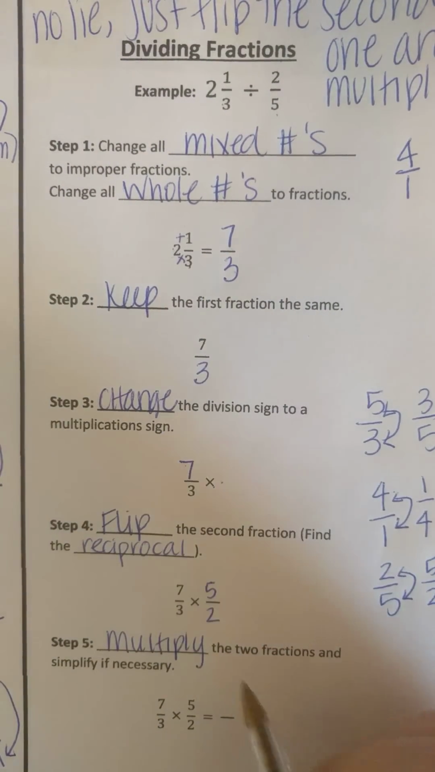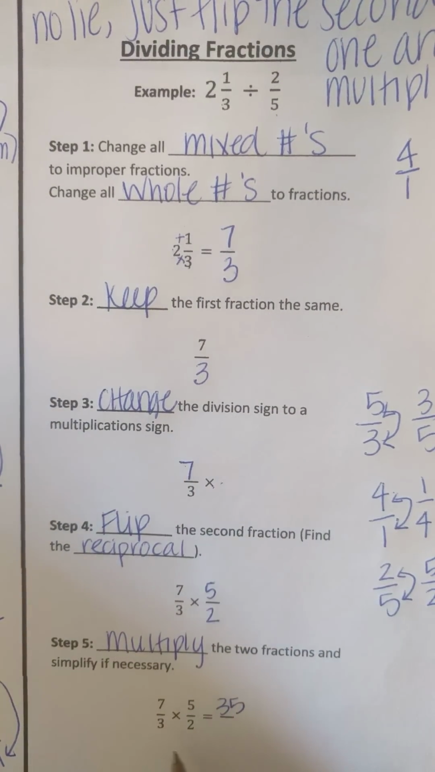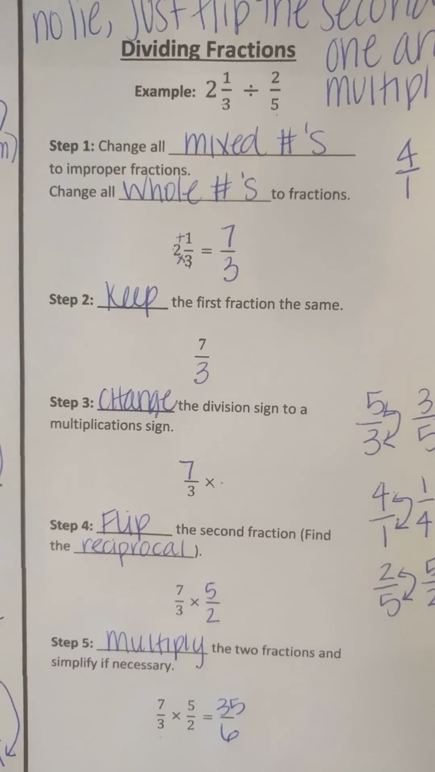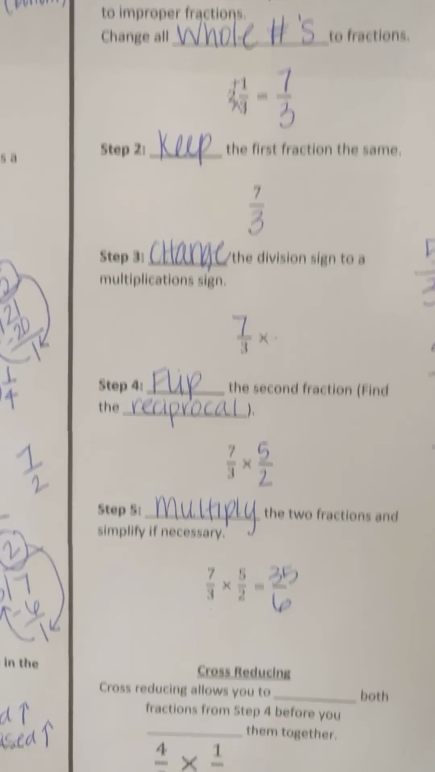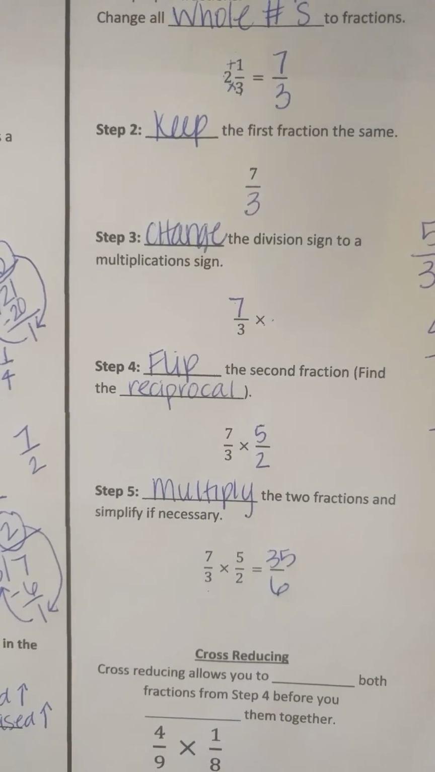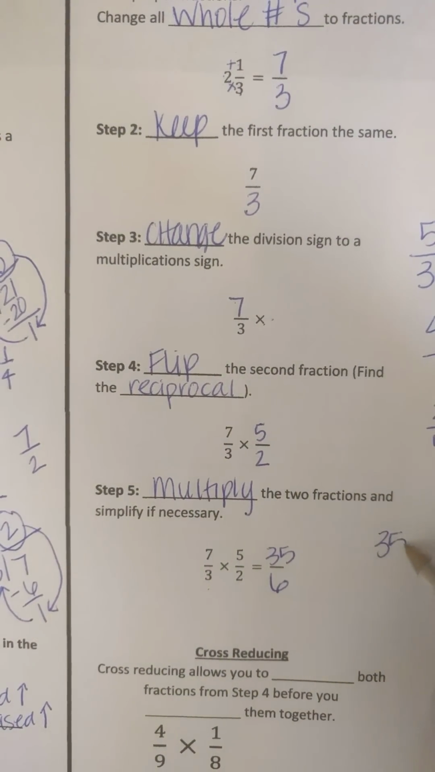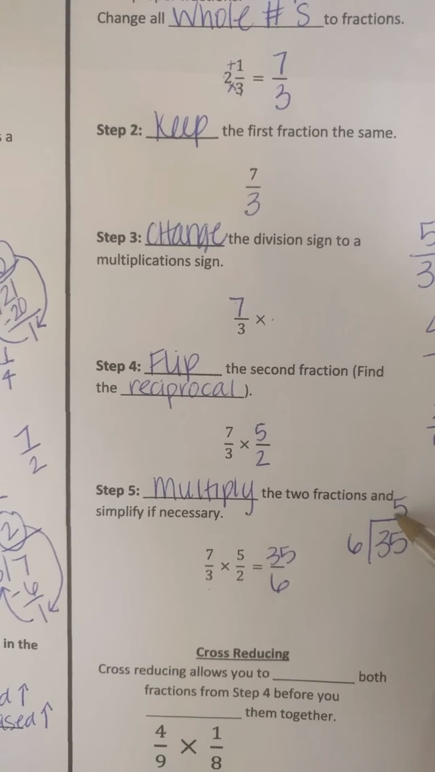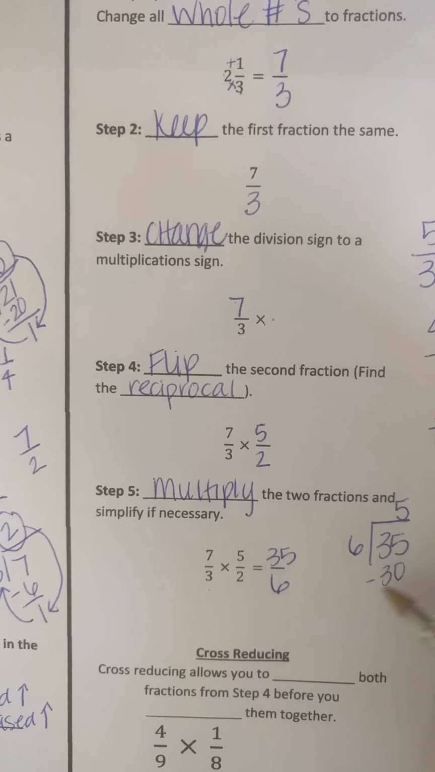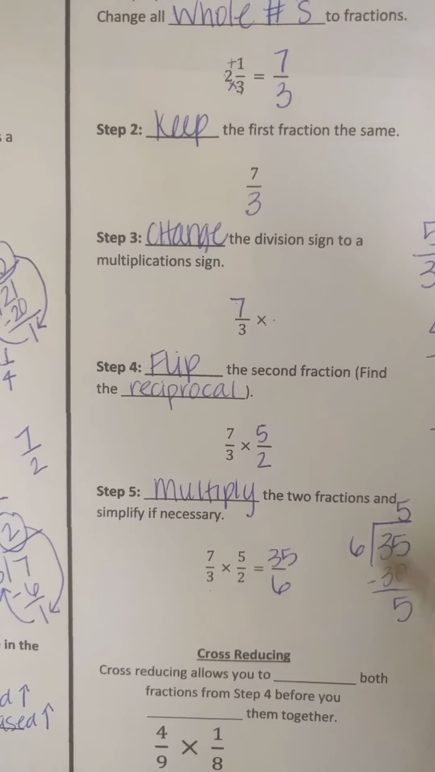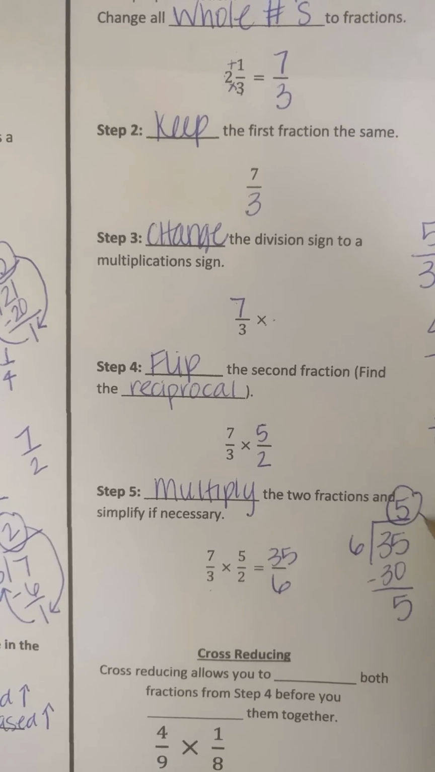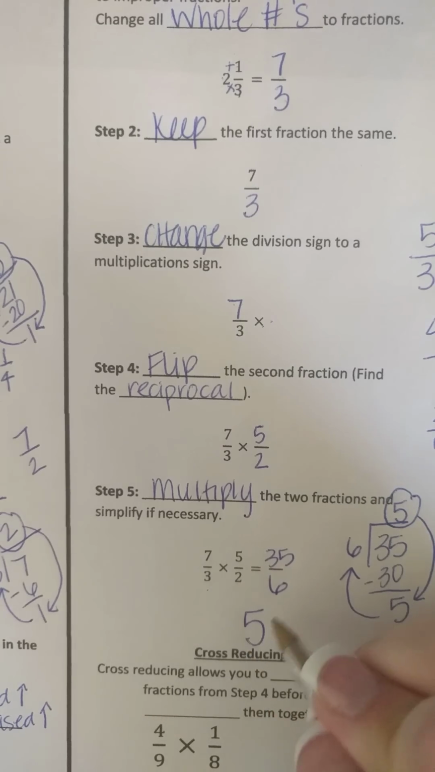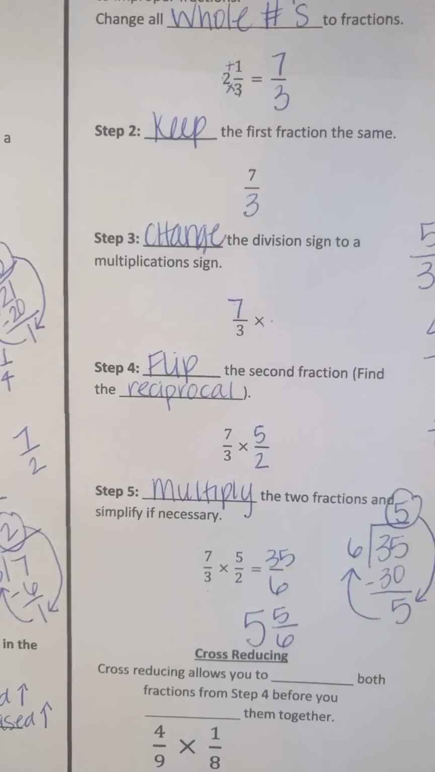So top times top, 7 times 5 is 35. Bottom times bottom, 3 times 2 is 6. I get 35 over 6. Well, I don't want to leave it as an improper fraction, so let's change it back to a mixed number. 35 divided by 6. 6 goes into 35 5 times. Minus 30 is 5. I've used all my numbers under my house now, so I've got a whole number, numerator, denominator. So 35 over 6 is the same as 5 and 5/6.